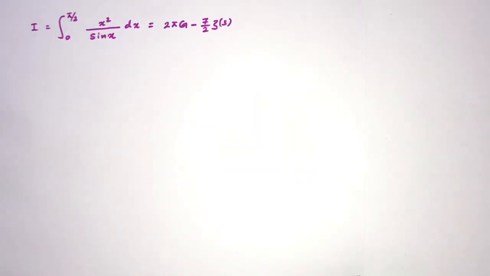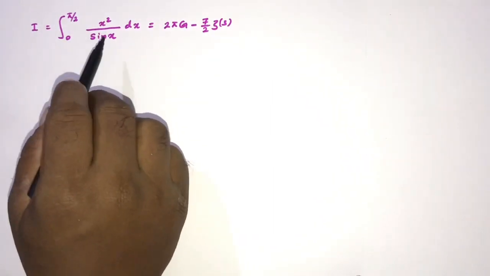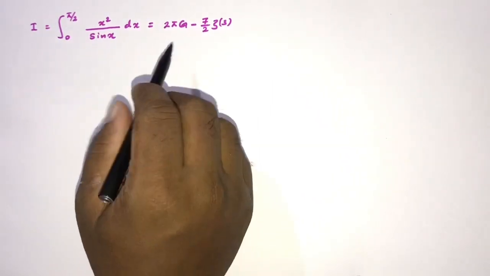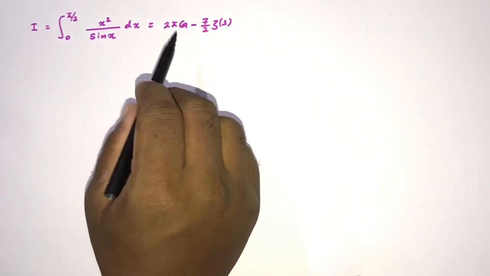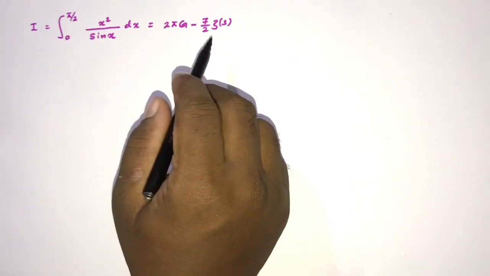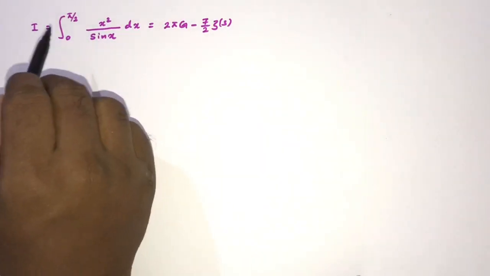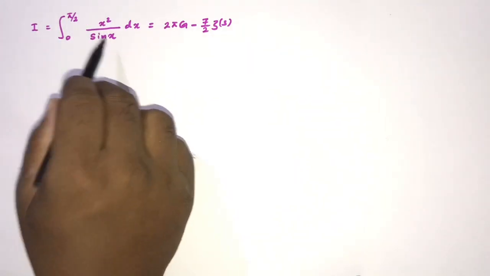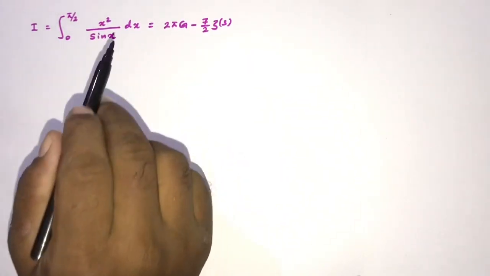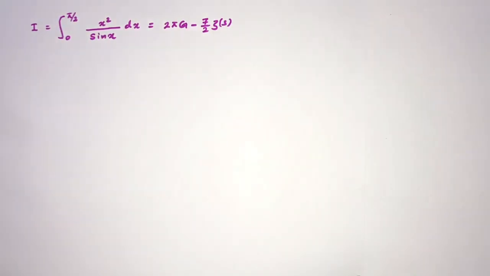In this video we are going to solve the integral from 0 to pi over 2 of x squared over sine of x dx, and the answer is 2 pi G, where G is Catalan's constant, minus 7 over 2 zeta of 3. In the previous video we solved the integral from 0 to pi over 2 of x times sine of x, and we had the answer 2 times G. Now, a different question. Well, how to begin?